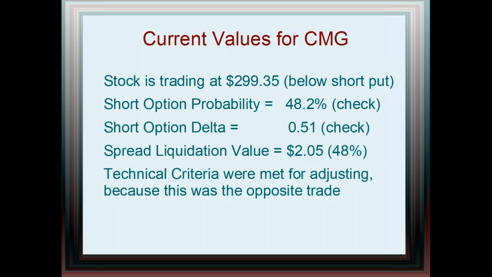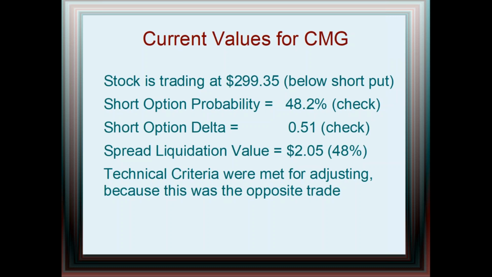So where are we at now? Well, short option probability is down to 48.2% above. That's a check. It's below 60. The short option delta is at 0.51. That's a negative 0.51. I really wouldn't want it to go below 0.40 perhaps.